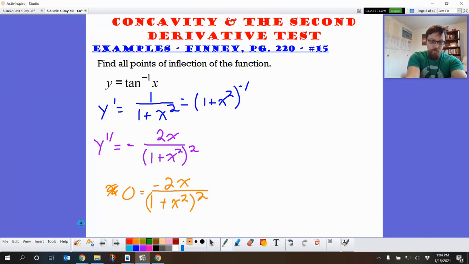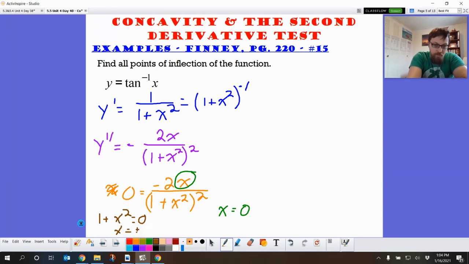So there's an easy one right here, like that can equal 0, and then our whole thing will be equaling 0. If I check my denominator and I try to get a 0 out of that, we get 1 plus x squared equaling 0. We get x equals plus or minus i. So there's no real numbers that will create an undefined second derivative. So we don't have to worry about that. We have one potential point of inflection.